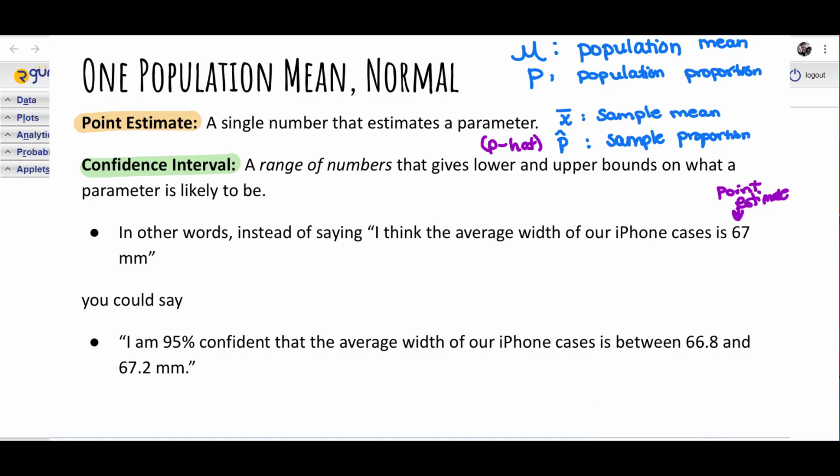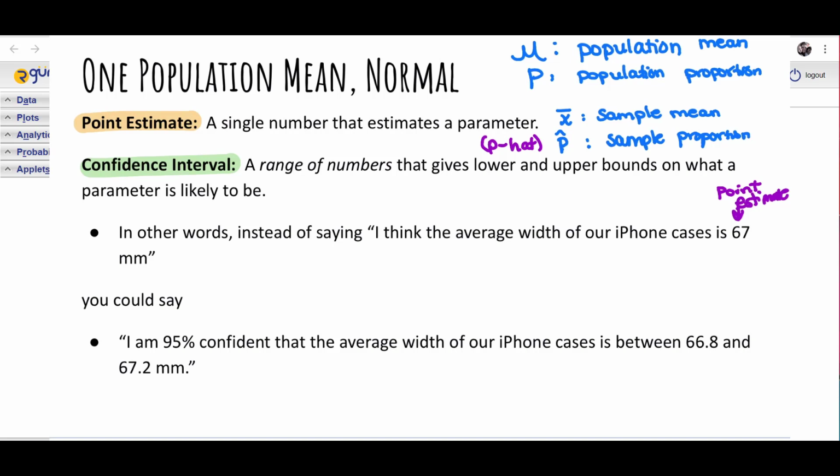So in other words, we could say, I think that the average width of our iPhone cases is 67 millimeters. Or I think the population mean, that's what average is, mean, and specifically we're talking about the population mean, width of our iPhone cases is 67 millimeters. And that 67 would have been, let's say, the sample mean that we got from our sample. And it's an estimate, but is this the best estimate? It just depends on what the sample is, and how close that sample mean really is to the population mean.